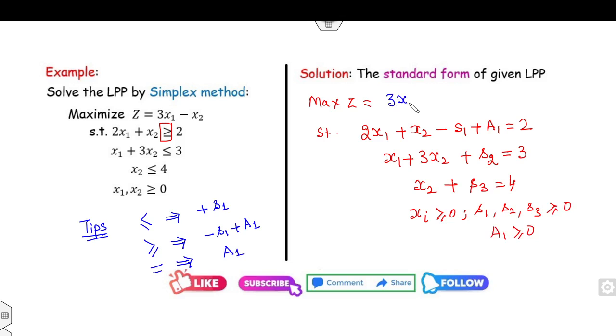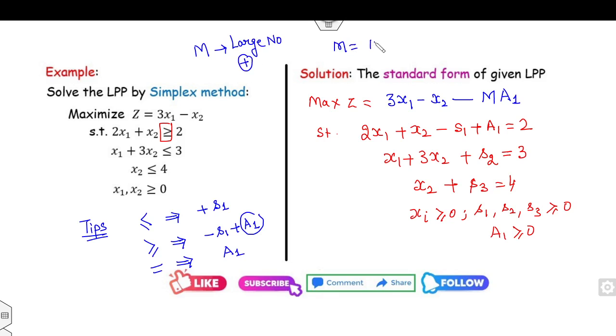Your maximization problem is minus x1. Because one A1 is present, your target is to write a minus M A1. If you have one more A2, then you can write a minus M A2 as well, if you have more than one artificial variable, where M is a very, very large positive number.